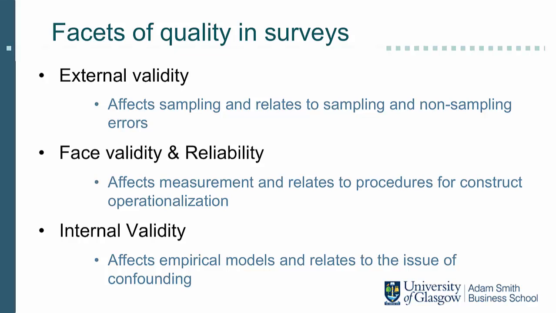Similarly, you need to eliminate spurious relationships. For example, although ice cream consumption may be correlated with suicide rate, there is no valid theoretical explanation that links the two. Internal validity affects empirical models and is evidenced by having a sound theoretical model that includes all known factors that may produce the result.